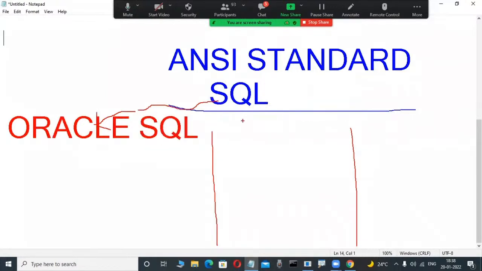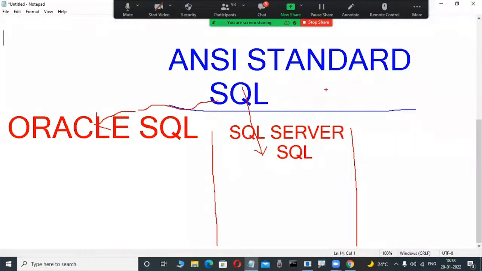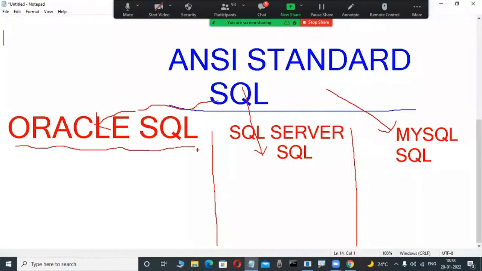So many people don't know that. Again, SQL Server, a Microsoft product, created their own SQL from the ANSI standard, called SQL Server SQL. Again, MySQL created their own SQL language from the ANSI standard, called MySQL SQL. That's why in our class we are learning Oracle SQL. These SQL languages are conceptually the same.